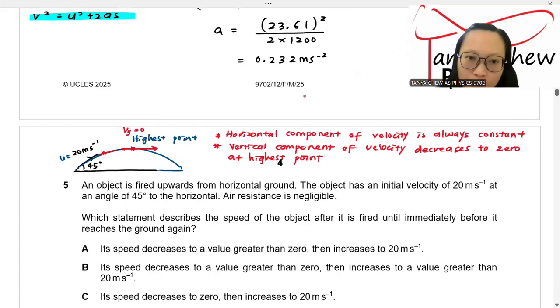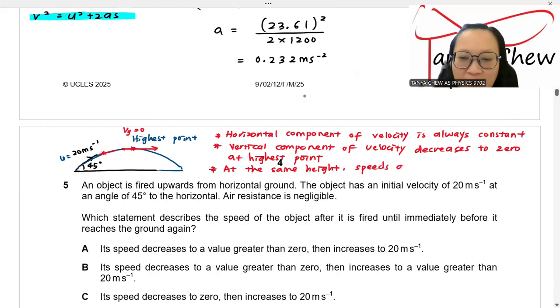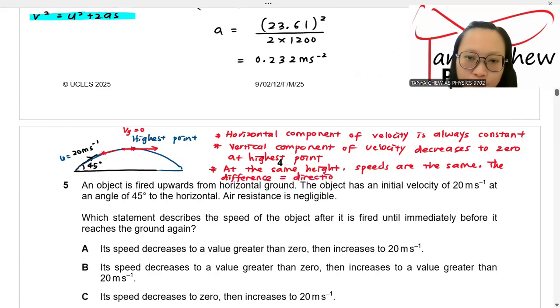One more thing, which is very, very important. At the same height, speeds are the same. You might wonder, what is the difference between speed and velocity? Speed is the magnitude of the velocity. Velocity is when you add direction. Speeds are the same, and the difference is direction. Let me show you.